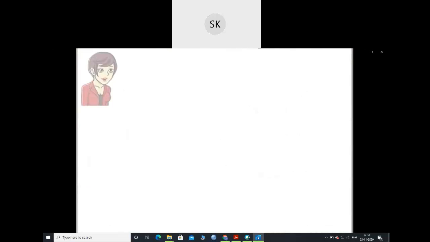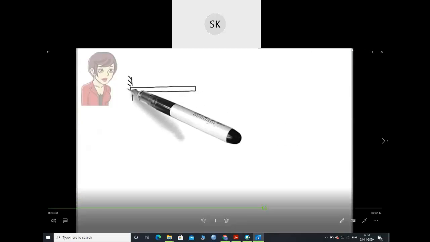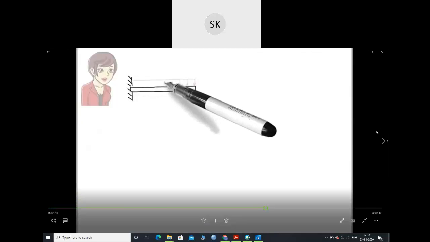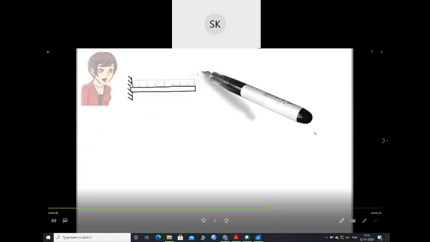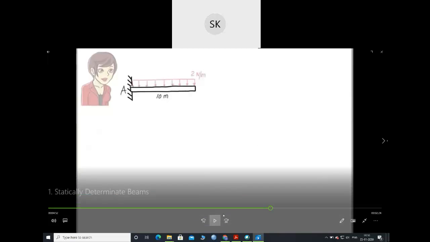Before we end this session, let's look at two more examples. Here, we have a cantilever beam subjected to a uniformly distributed load. Let's analyze the beam. I'm not discussing the types of beam and types of load. That is very easy, and if you have any confusion, go back to the previous class videos.